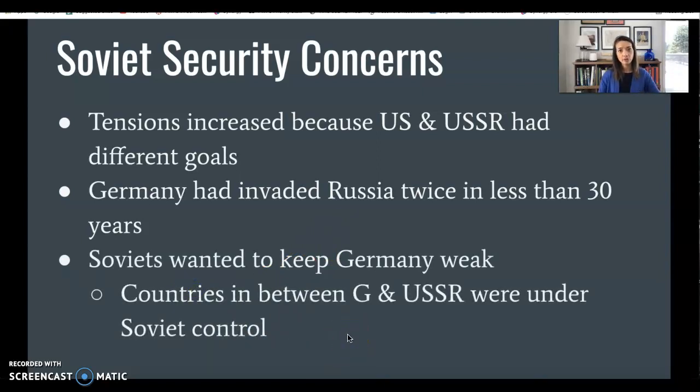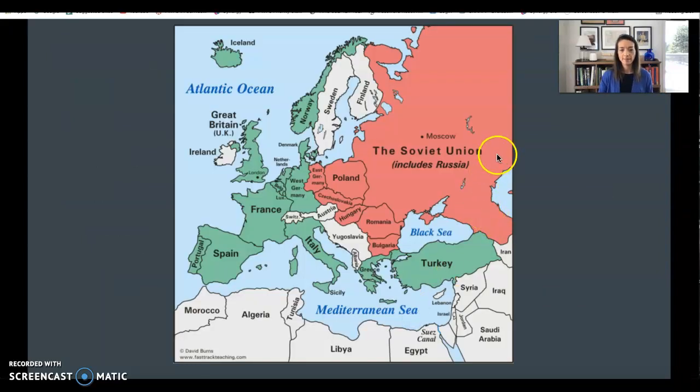Now, there are countries in between Germany and the USSR that were under Soviet control. We're going to look at a map here, okay? So all of this in red is under Soviet control. Okay, so here's really all of the Soviet Union. Now here's the Soviet bloc. These were the countries that were technically their own countries, but really the Soviet Union was controlling what they did.